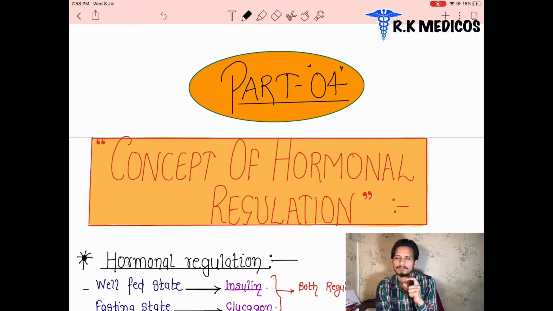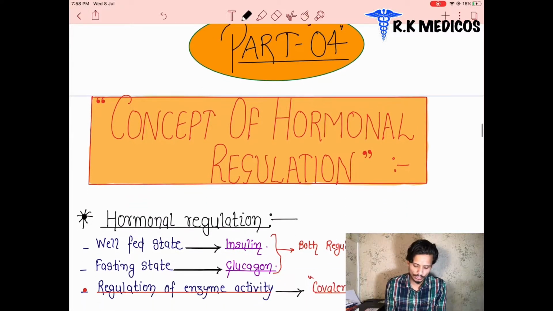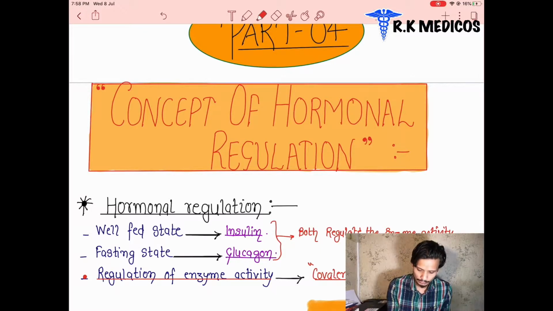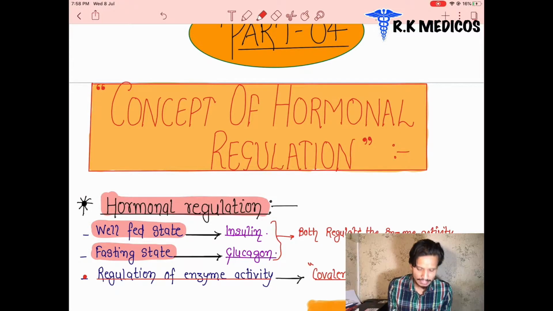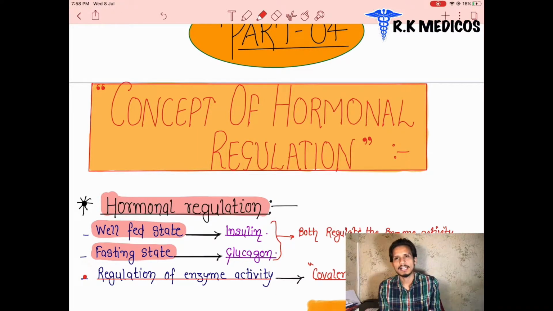What is the main concept of hormonal regulation? It is how hormones control our metabolic action or metabolic pathway. They control the metabolic pathway through two important hormonal regulations. Hormonal regulation is done in two ways. First, in any person in the well-fed state, the person is eating fully and the body is full of glucose, and the second one is the fasting state. The person is in the fasting state.